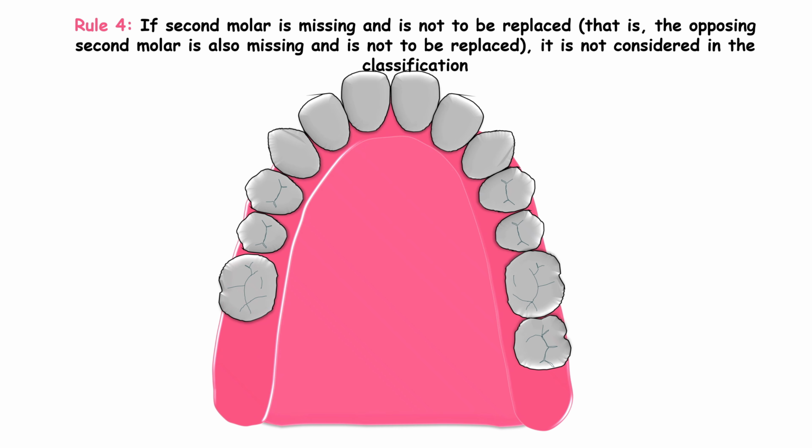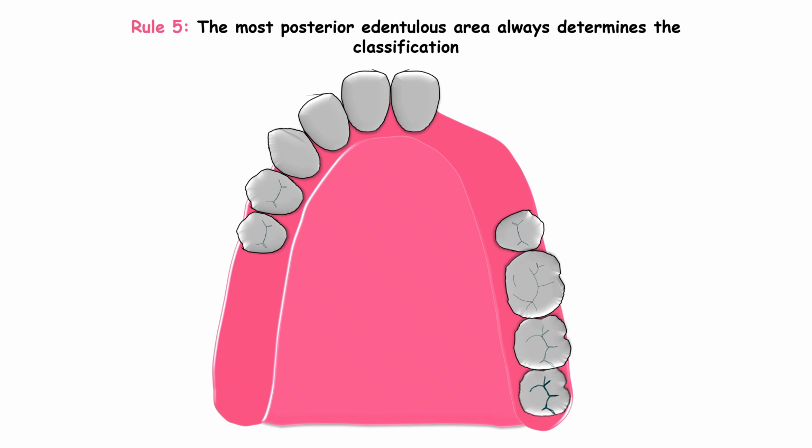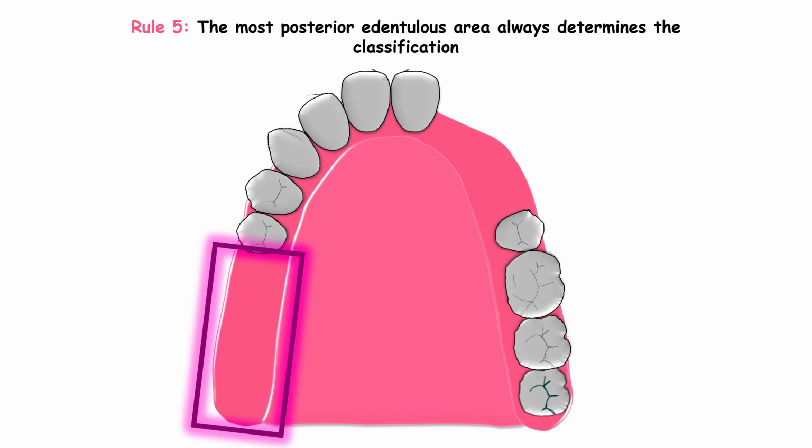Rule 4 states that if second molar is missing and not to be replaced, it is not considered in classification. It is also applicable when the opposing second molar is also missing. Rule 5 states that the most posterior edentulous area always determines the classification. This is the most posterior edentulous area, which is indicated by the purple rectangle. This determines the classification.